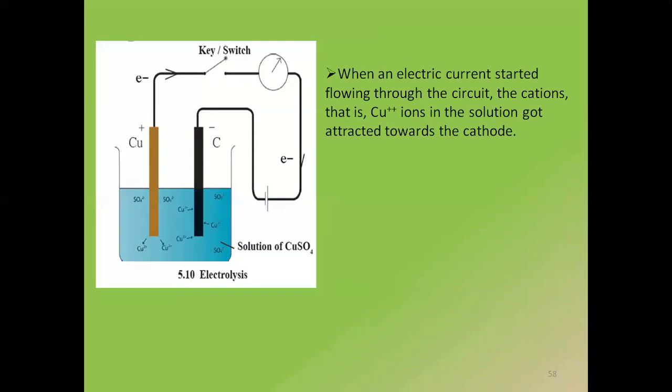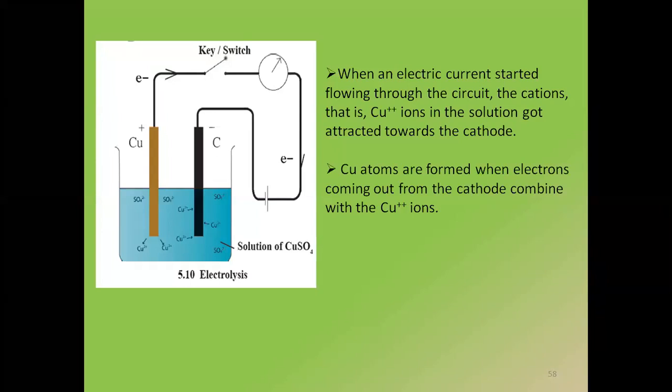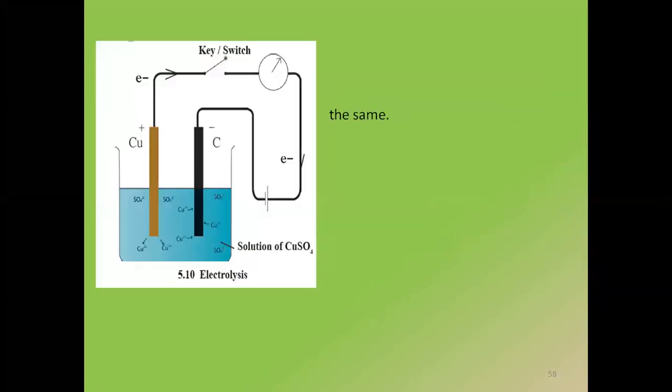When an electric current starts flowing through the circuit, the cations, which are Cu2+, because the solution is copper sulfate. Copper has two positive charges, sulfate has two negative charges. So these positive copper ions in the solution get attracted towards the cathode, which is your carbon. And copper atoms are formed when electrons coming out from the cathode combine with the copper ions, isn't it? So we see a deposit of copper appearing on the cathode. Correct? A deposit of copper will be seen on the cathode. It will be very visible when we see this experiment.